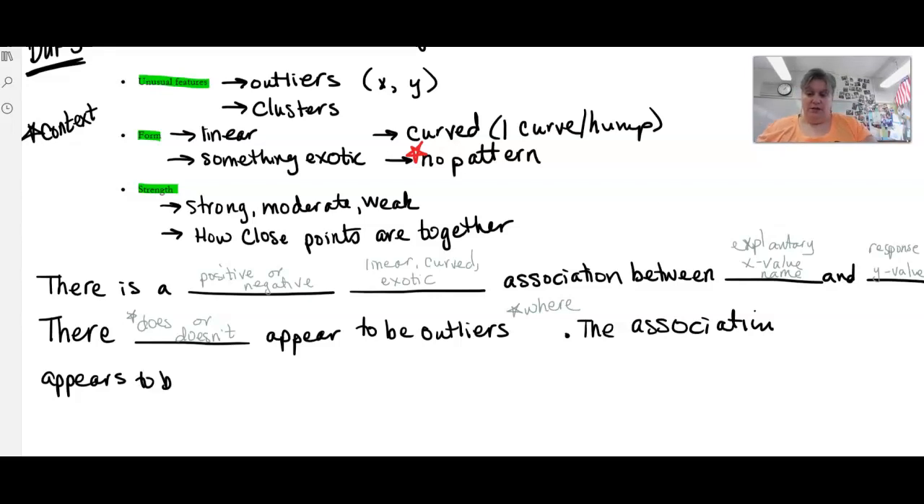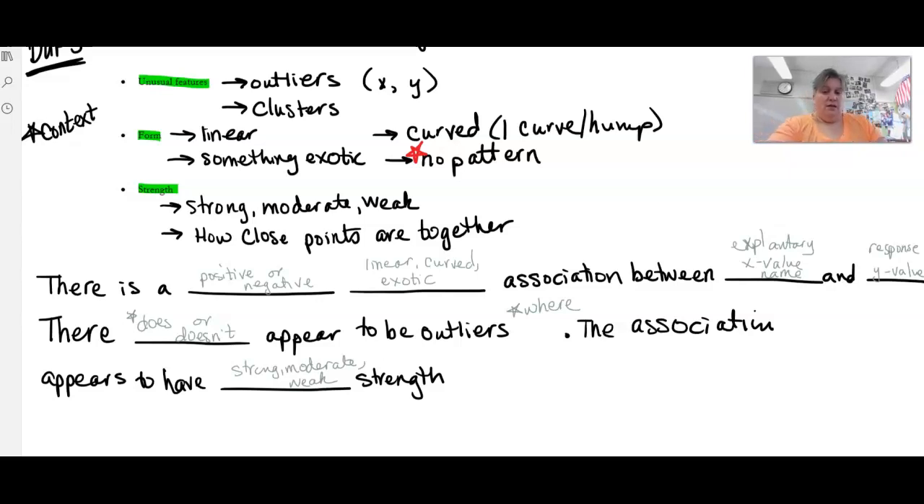Appears to have blank strength. And then this is where you would fill in strong, moderate, weak. Okay, I have seen some people put the strength up here in the first sentence also, and you can do that. It's kind of hard to explain right now, but as we do more, you're going to see what you need to do to cover everything.